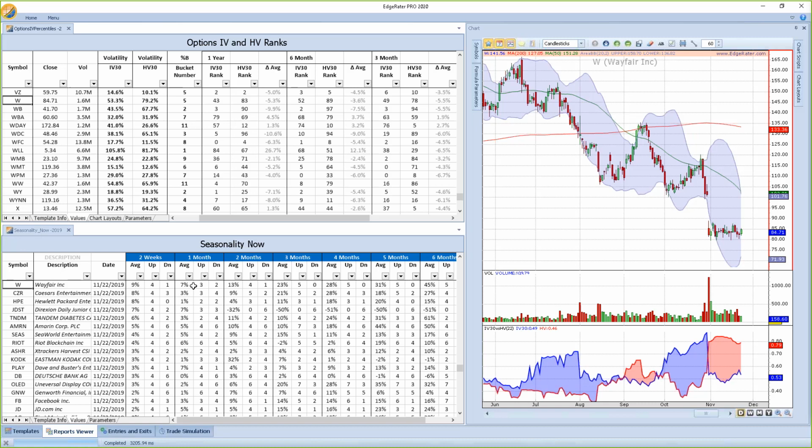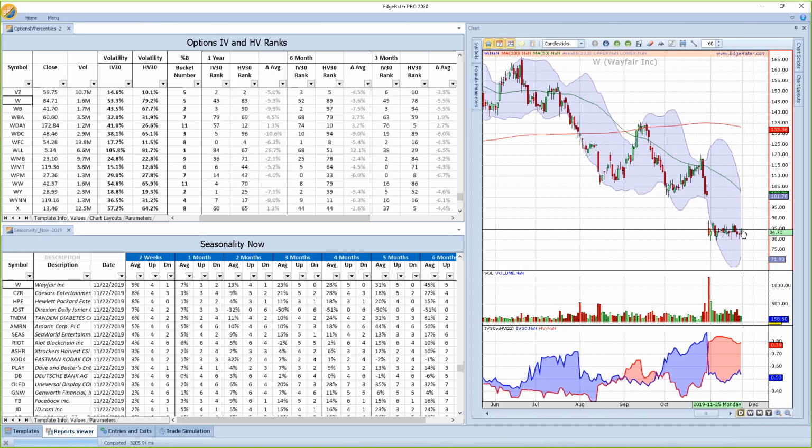Oh, 588. Sorry. 588. Okay. So the seasonality is saying that there's a potential move of $5.88 in the up direction. But does the implied volatility indicate that as well?